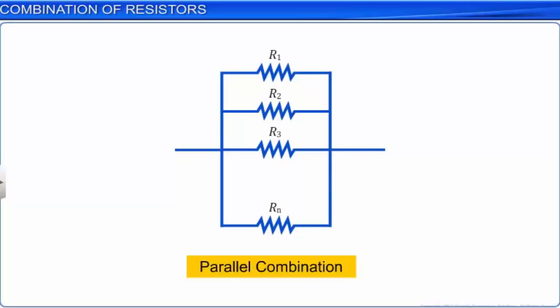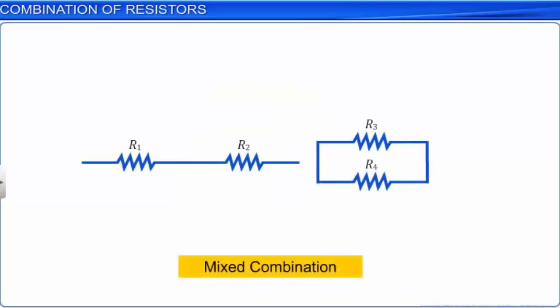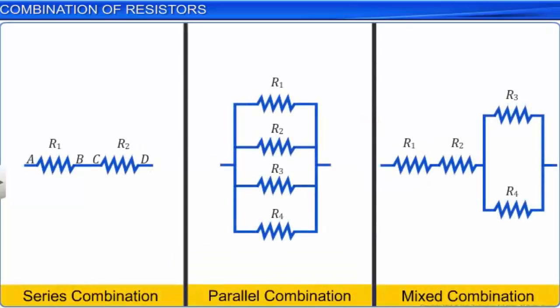A mixed combination of resistors is obtained by connecting some resistors in series and some resistors in parallel combination and then connecting the 2 combinations. So far, we have seen how to build various types of combinations of resistors. Next, we will learn about equivalent resistance of any combination of resistors in a circuit.